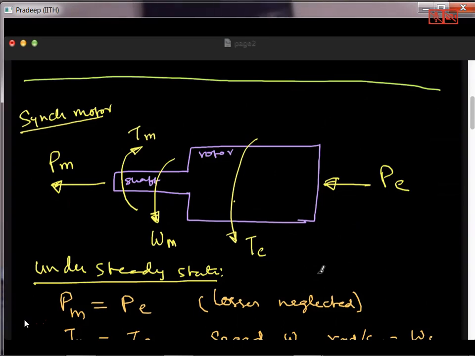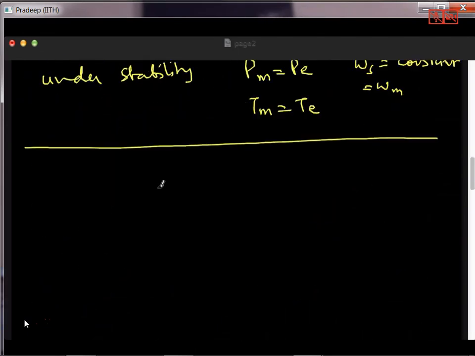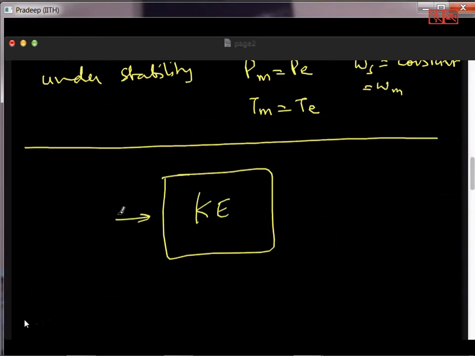If you look at a more simplified picture, there is some kinetic energy stored in the machine, and I am giving the mechanical power input, and then I am taking the electrical power output. Under normal conditions, when mechanical power and electrical power are equal, there is no change in the kinetic energy. But momentarily, if I push more mechanical power, first the kinetic energy increases and then finally the electrical energy increases, and again finally the equilibrium is maintained. So this is what is happening.